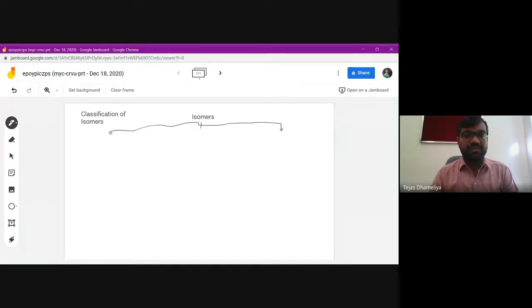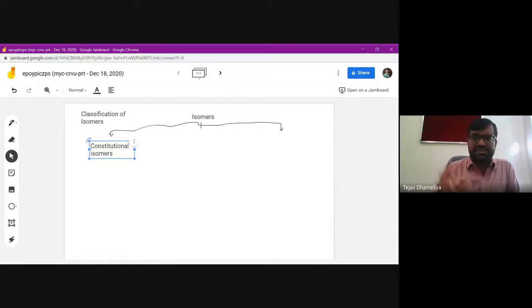Number one here is constitutional isomers. So we can classify the isomers into the first type, that is constitutional isomers. What are constitutional isomers? These are the isomers whose constitution is different. Their structures are different. They are differently constituted. That's why they are termed as constitutional isomers.